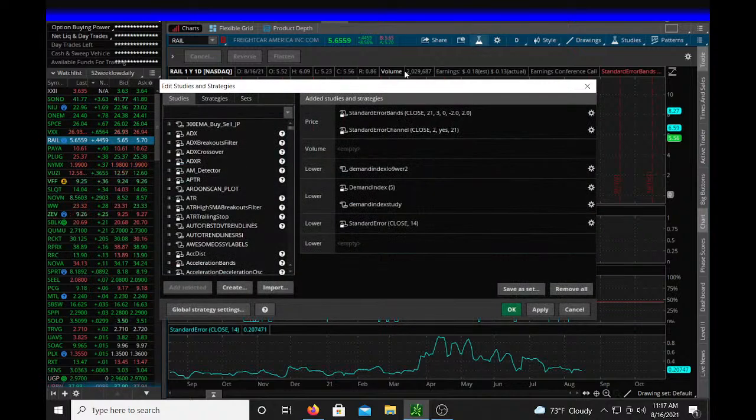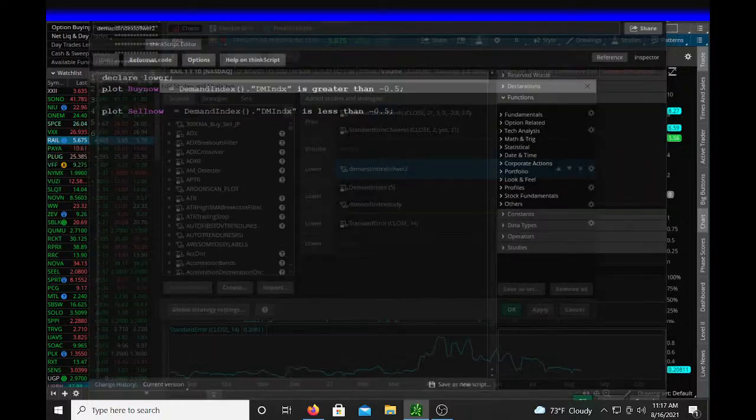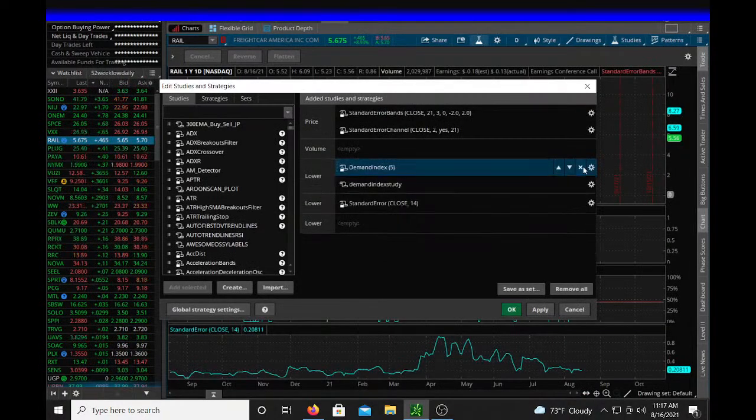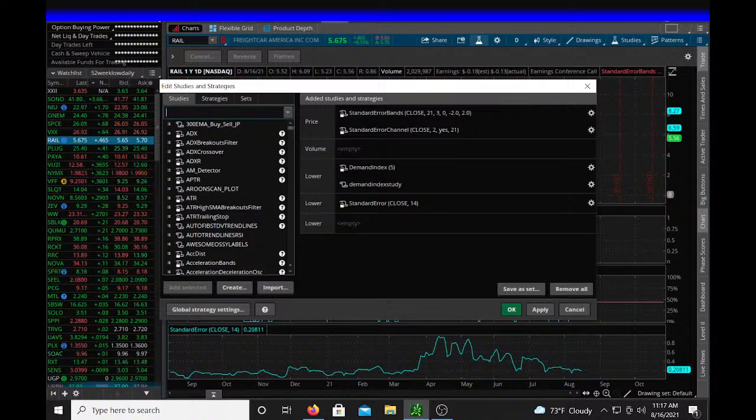Okay. But this is our demand index on our lower strategy. And we'll play peekaboo. All right. And we'll get rid of that. Let's pull out our standard error. I wonder if I have it here.